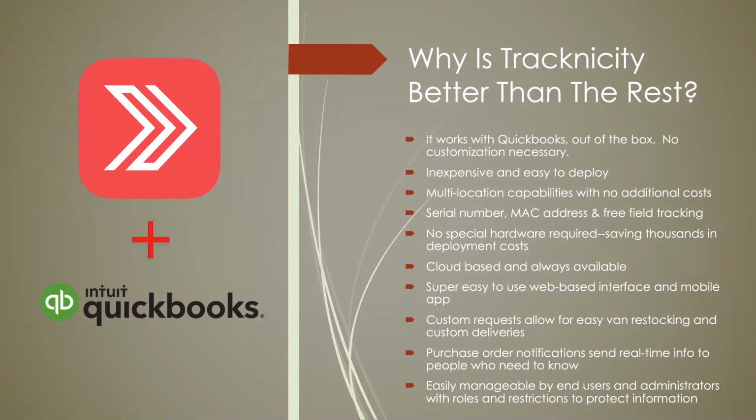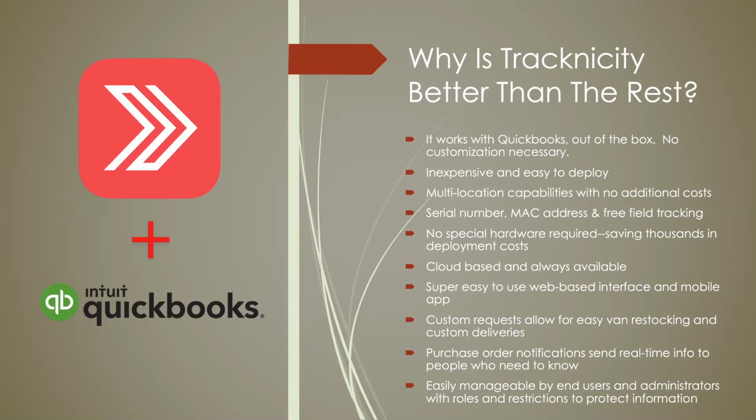It's inexpensive and easy to deploy. You can be up and running in a matter of days, if not hours. You have multi-location capabilities with no additional costs. And all of this gives you serial number tracking, MAC address, and free field tracking. There's no special hardware required. That saves you thousands in deployment costs. It's cloud-based and always available, even offline, as I mentioned earlier.